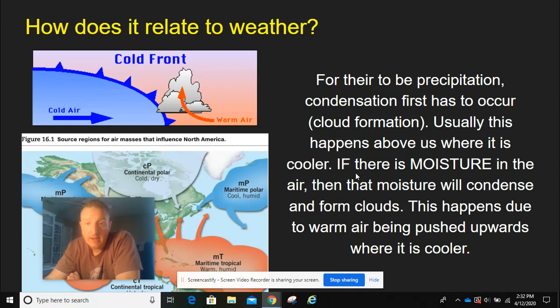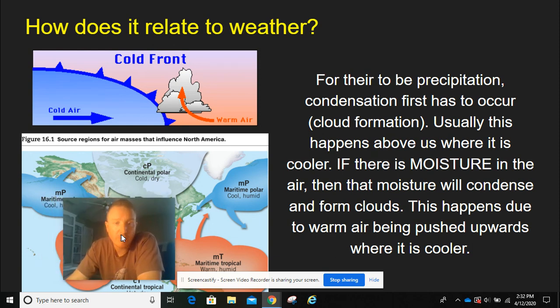Now it says if there is moisture in the air, there has to be moisture in the air for it to condense. That's where we get clouds. You know there's moisture in the air if there's cloud coverage. If there's moisture in the air, then that moisture will condense and form clouds. This happens due to the warm air being pushed upwards where it was cooler.